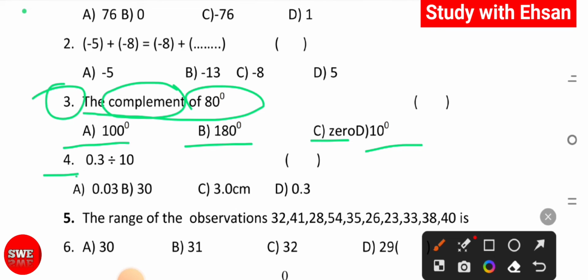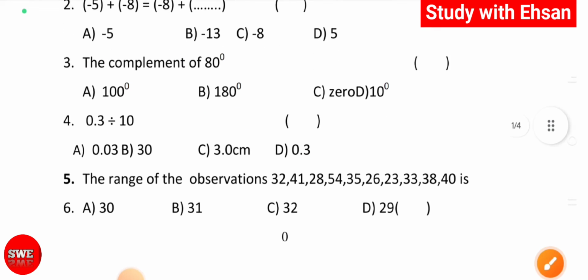Question number 4 is 0.3 divided by 10. What will be the answer? The 4 options are 0.03, 30, 3.0 centimeter or 0.3. Write the correct answer against the question number.